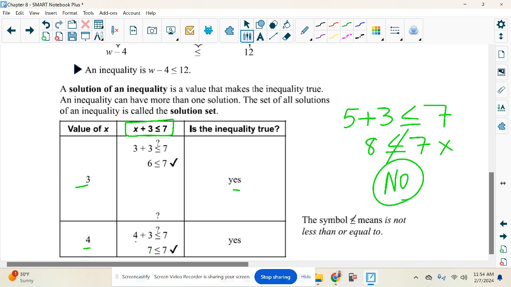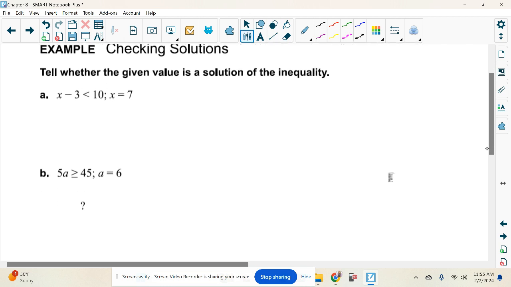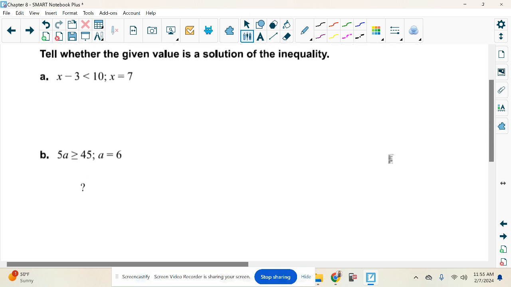Okay? You get on that so far? All right, let's practice it a couple of times. I have x minus 3 is less than 10, and they want to replace x with 7. So I'm going to replace the x with a 7, and I have 7 minus 3 is less than 10. What's 7 minus 3? 4. Is 4 less than 10? Yes, so it is a solution.